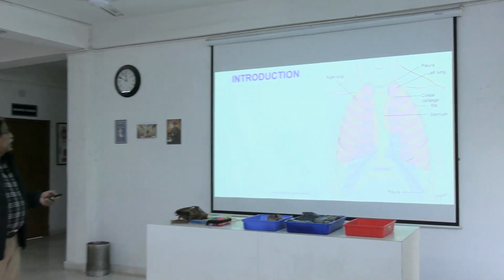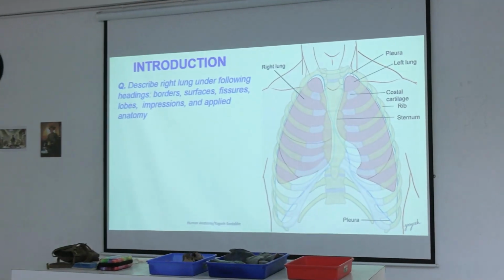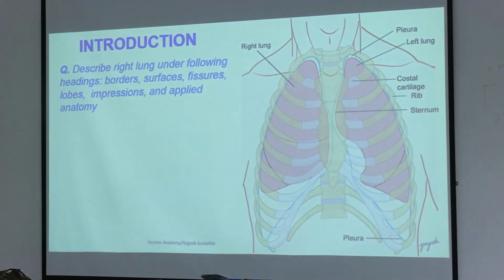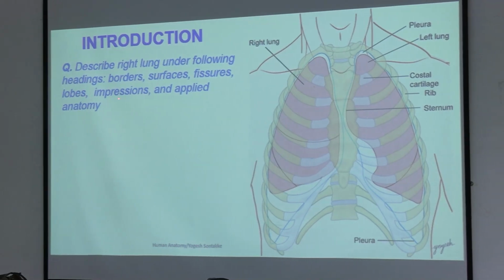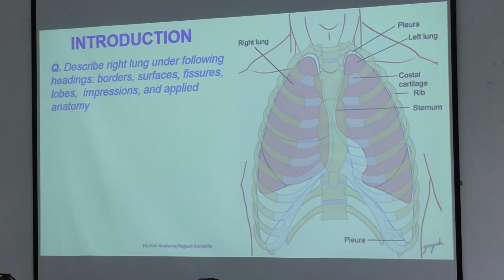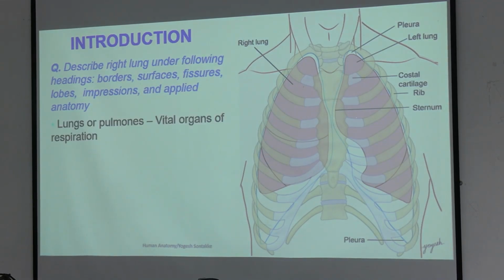Now see, introduction. Describe the right lung under the following headings: borders, surfaces, fissures, lobes, impressions and applied anatomy. Now you can see, lungs or pulmons, vital organs of respiration.